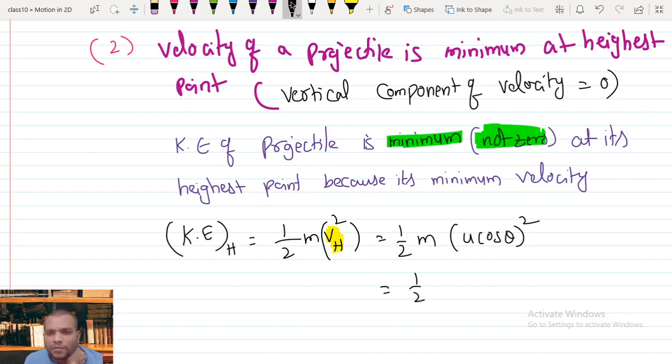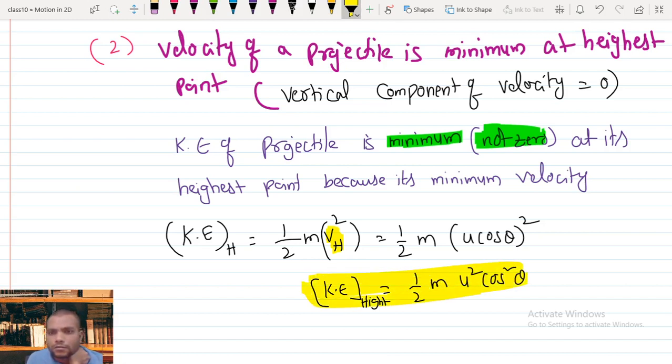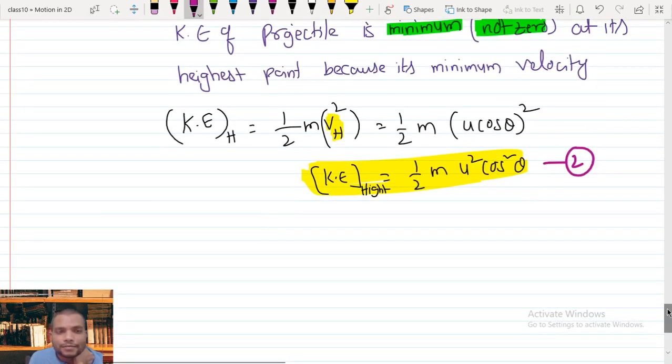Now this you can simplify. It's very easy: half m u square cos square theta. So this is the kinetic energy at highest point. I will take this as equation 2, and make use of it to solve the third case.